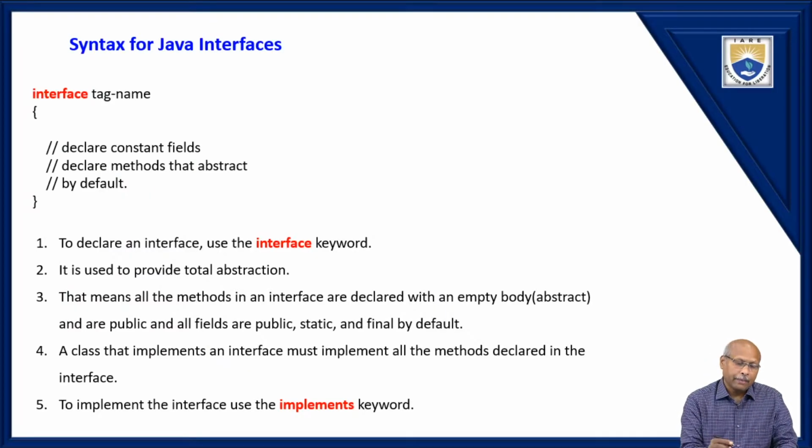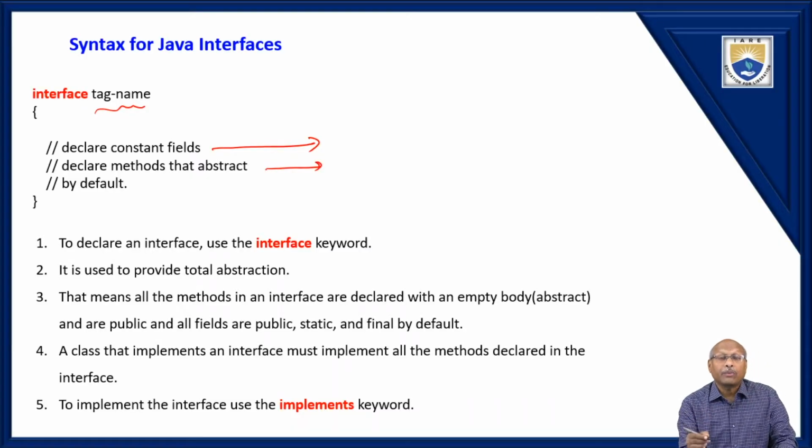The syntax for an interface: first you have to write the keyword interface, followed by the name. The name you can choose on your own, just like how you give a class name, in the same way the interface name you can give. Then you can write some variables. Those variables by default are static and final. Similarly, you can declare a set of methods. Those methods will also by default be public and abstract methods. Similarly, you can define some constant variables also.